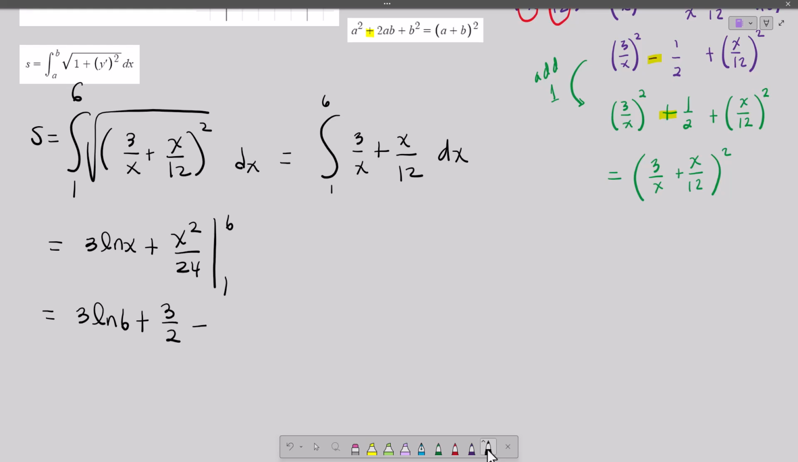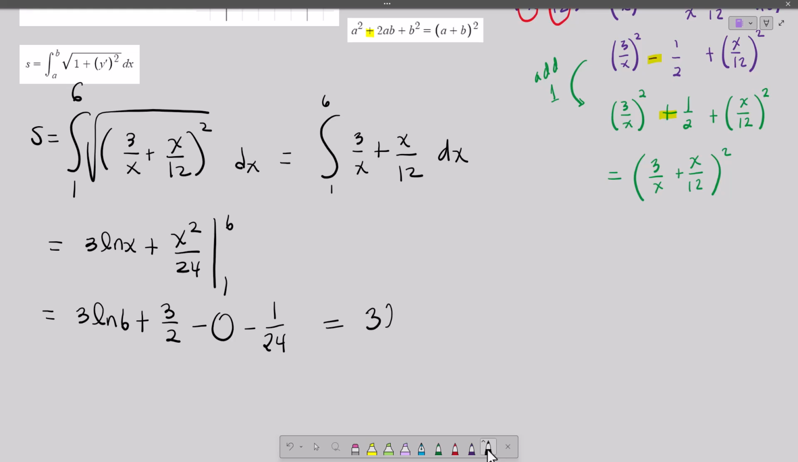Minus, what's natural log of 1? 0. Natural log of 1 being 0, we agree? So if we plug in 1, the natural log of 1 is 0. So that part's going to go away. And then when we plug in 1 here, remember we're subtracting, so we'll end up with minus 1/24.